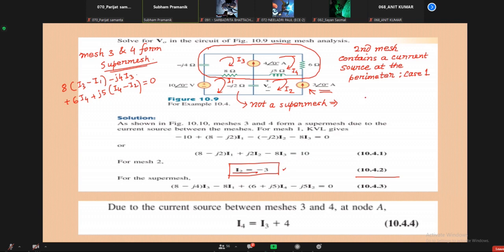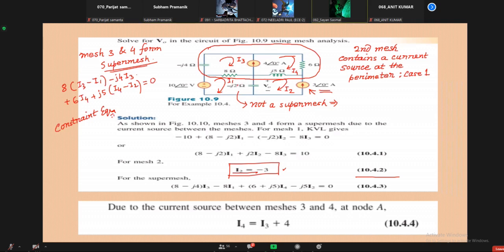There should be a constraint equation. What is the constraint? Tell me now, what is the constraint equation here? I3 is flowing downward. I3 minus I4 equal to 4. No, I4 minus I3 rather.